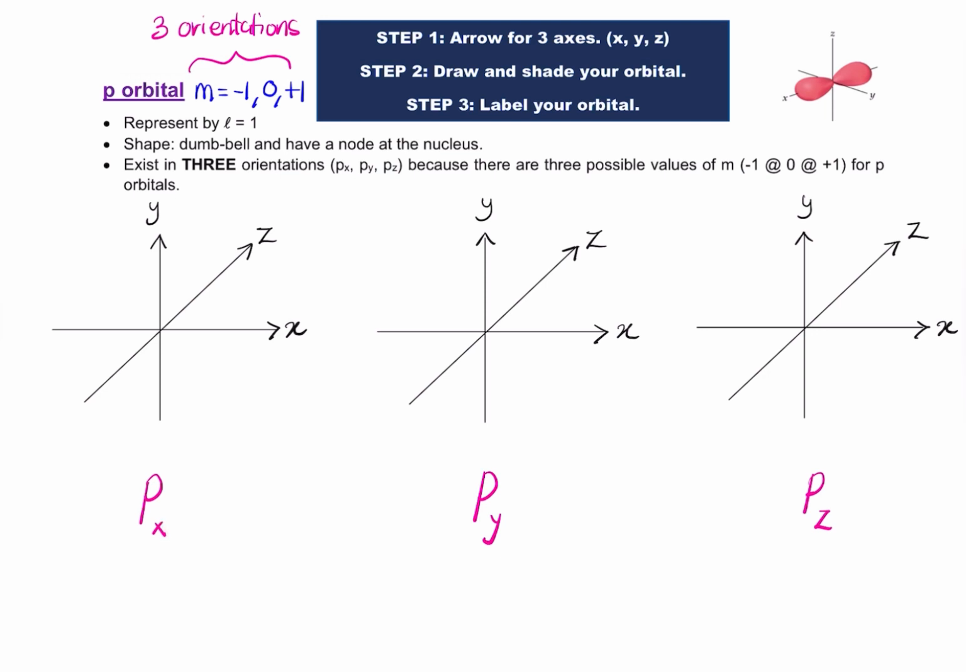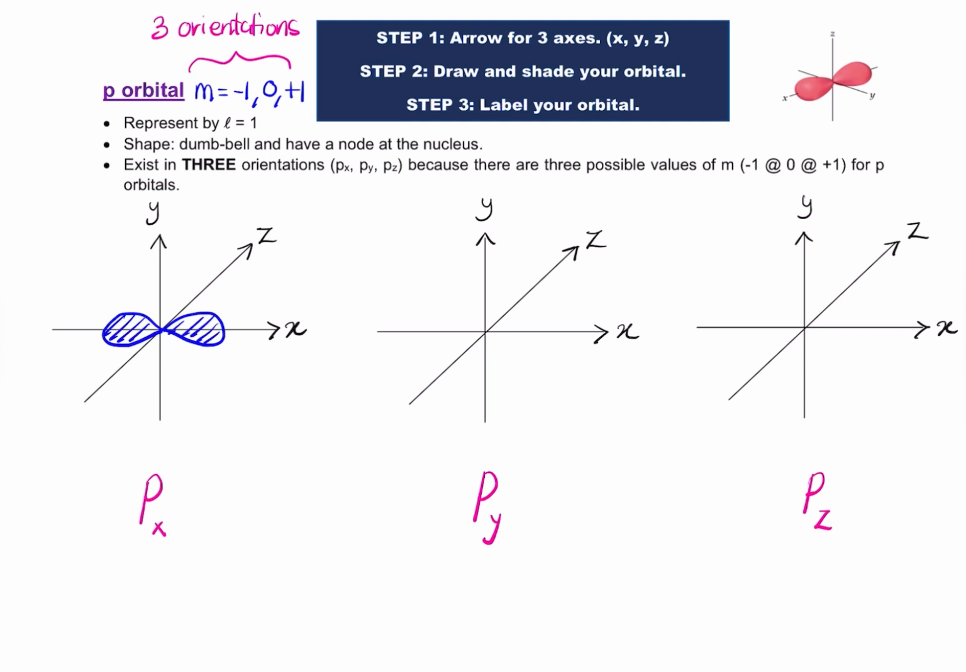So for p, the shape is dumbbell, and this is indicated on the axis. So I'm going to draw the shape for my orbital on the axis. The first one is starting from the center, and then you get the same size lobe on the other side, and don't forget to shade your orbital like this one. So this is for px.